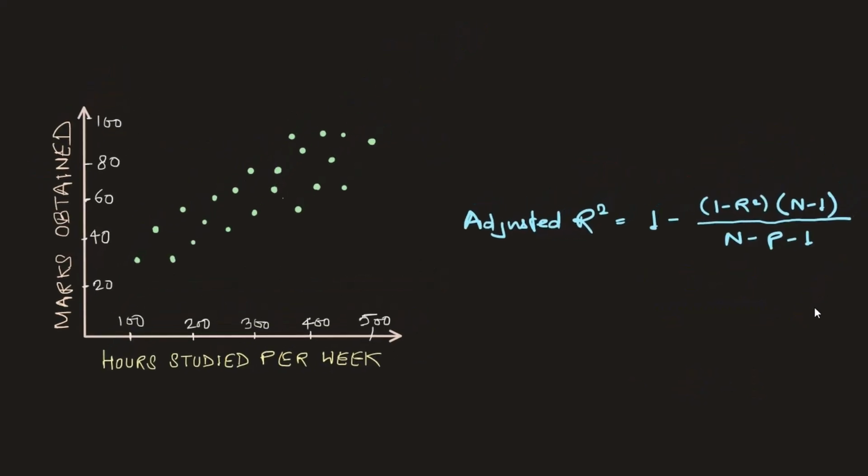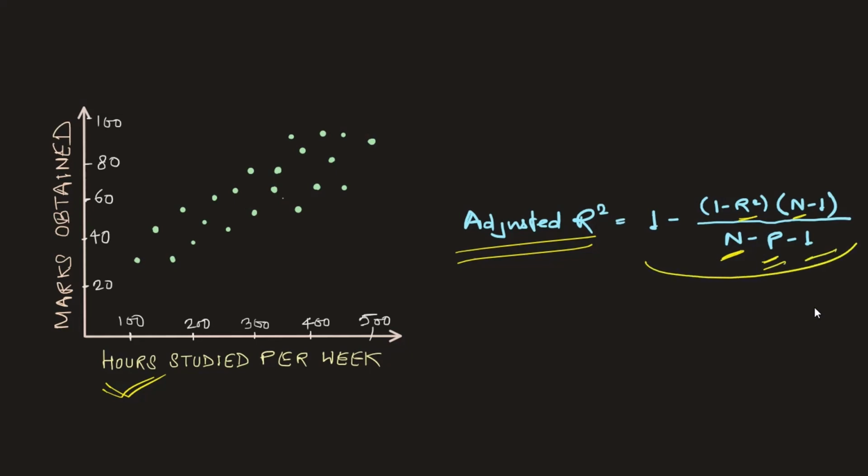So the formula of adjusted r square says 1 minus (1 minus r square), which is nothing but the r square that we have studied earlier, multiplied by n minus 1, where n is the number of records in your data set, divided by n minus p minus 1, where p is the number of features that you are using for the training purpose. Let's say how many variables, how many records, how many rows you have within your data set.